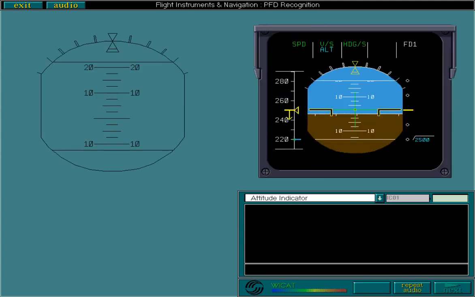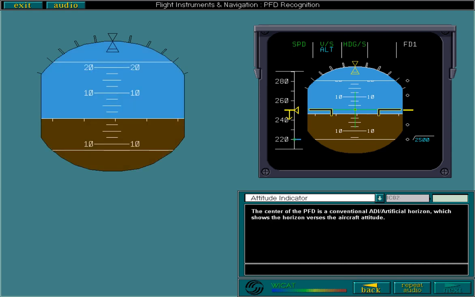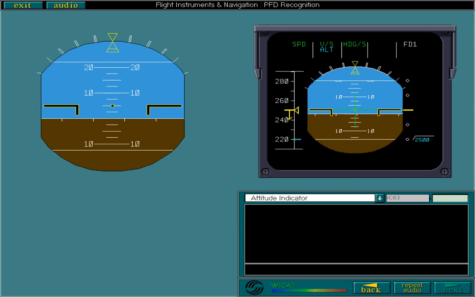The centre of the PFD is a conventional ADI artificial horizon, which shows the horizon versus the aircraft attitude. The Earth is shown as brown and the sky is blue, with the white line between them representing the horizon. The horizon has a mark for every 10 degrees. The aircraft model is represented in yellow. It is an Airbus standard that the aircraft is always represented in yellow, be it heading, speed, altitude or lubber line.